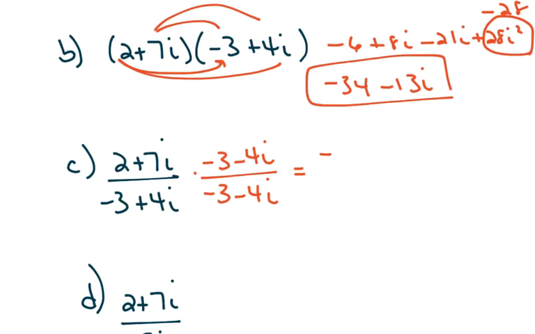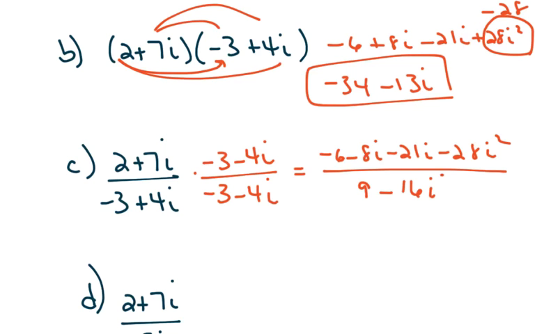And then you would do what we did in the previous problem, which is distribute. So I would get negative 6 minus 8i minus 21i minus 28i squared in the numerator. And the denominator, if you multiply it all out, because it's the product of a sum and difference, the middle terms will end up canceling. So you end up getting a squared minus b squared. You get 9 minus 16i squared.